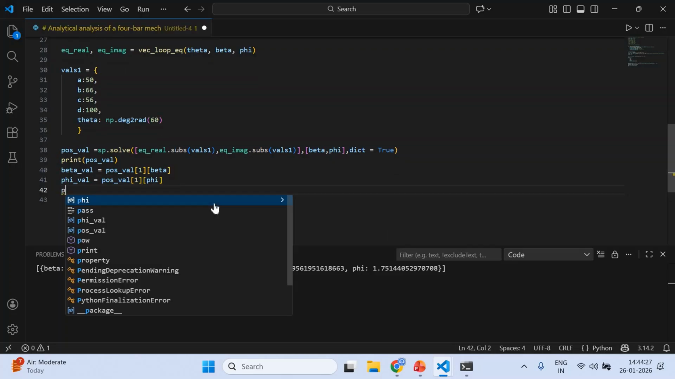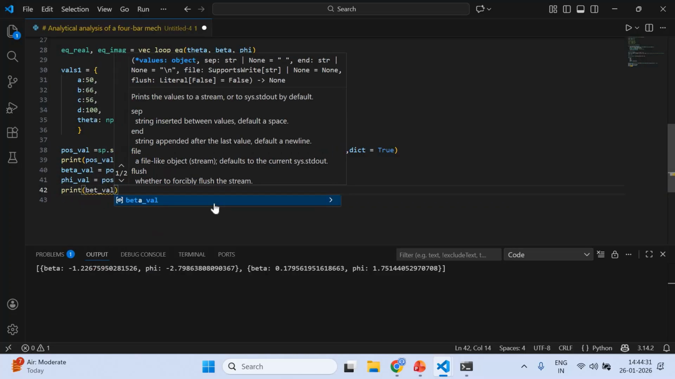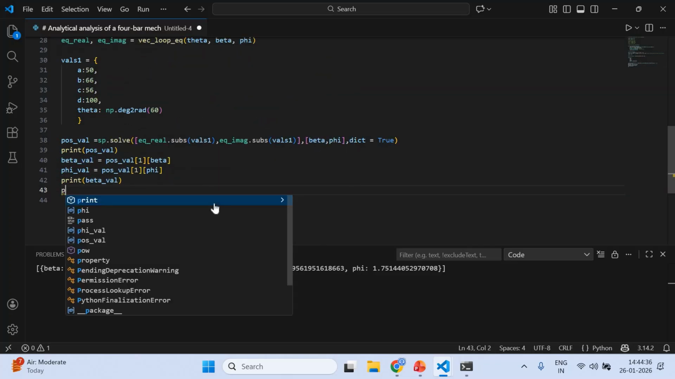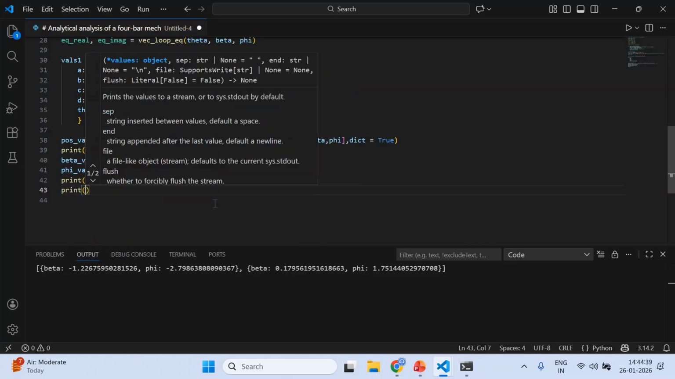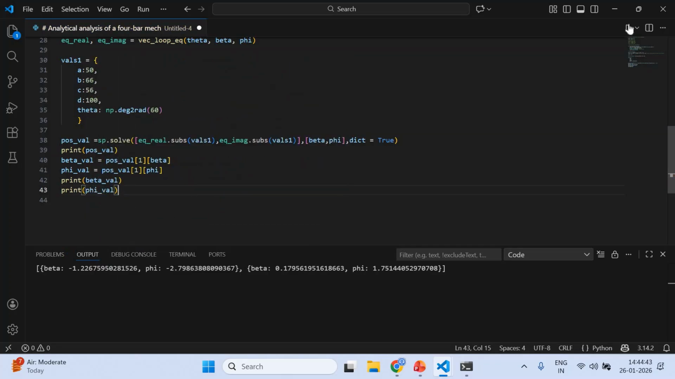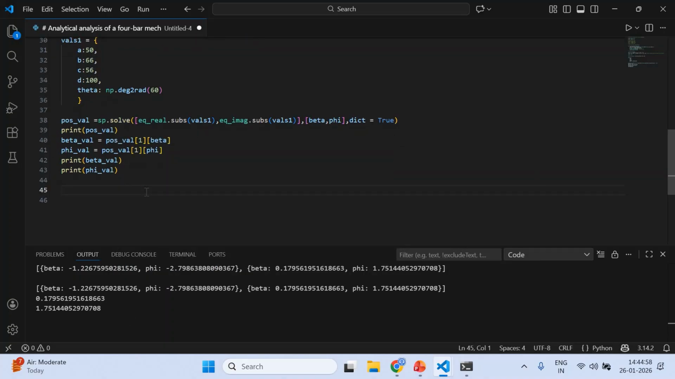You can check it out by printing these two values again. So print beta_val, then print phi_val. Just quickly run this again. Now you can see that you can access the beta and phi values from the dictionary pos_val defined at this point. Once the position analysis is done, let us move to the velocity analysis.